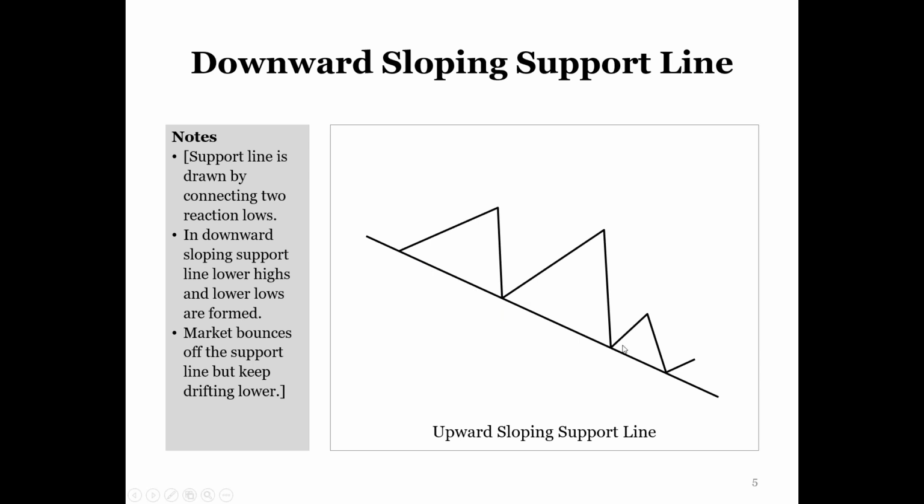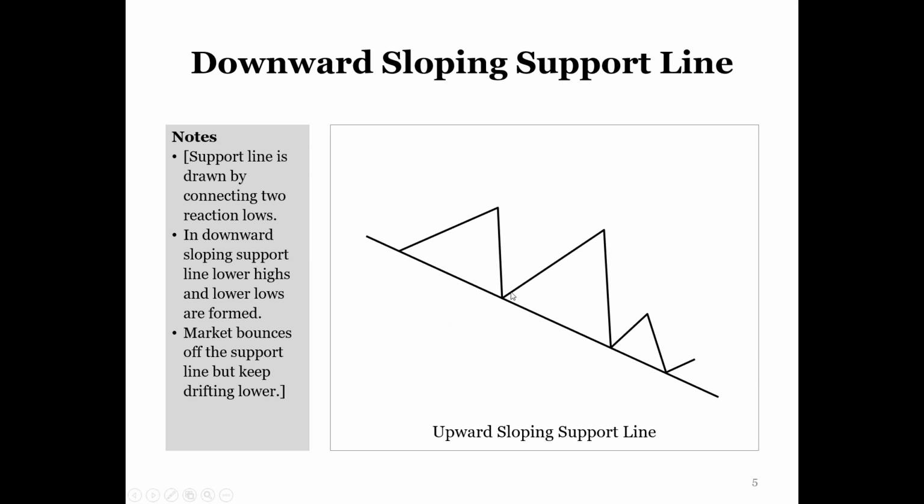Let's see if it touches the third time. So you draw an imaginary dotted line from here all the way down, extended. And when the market bounces back down here, and bounces back up, touches and bounces back up, that's your valid support line, because there are three points, one, two, and three. But the market is drifting lower. It's making a lower high and lower low. So going long in this kind of a trend line is not recommended.